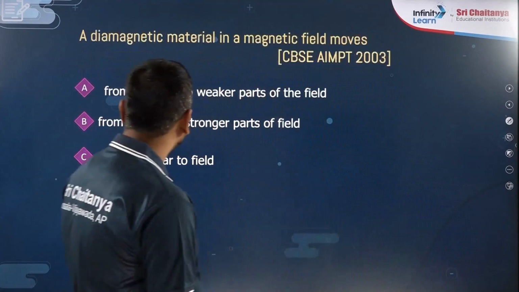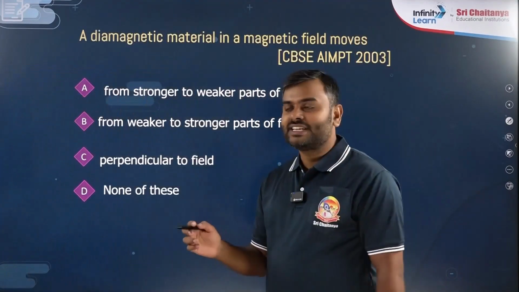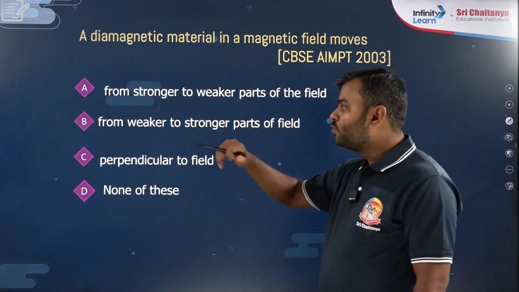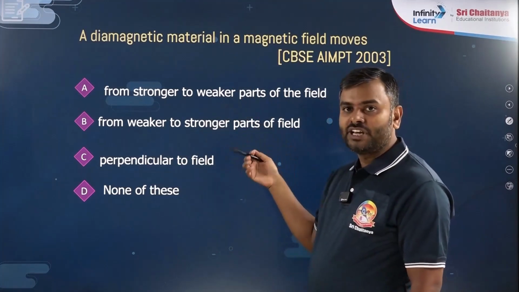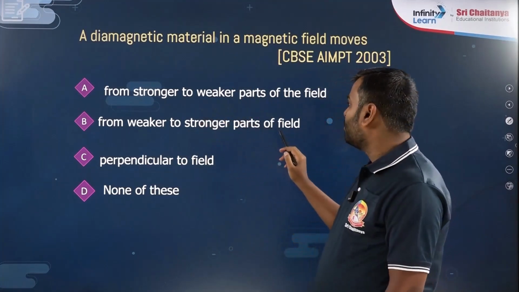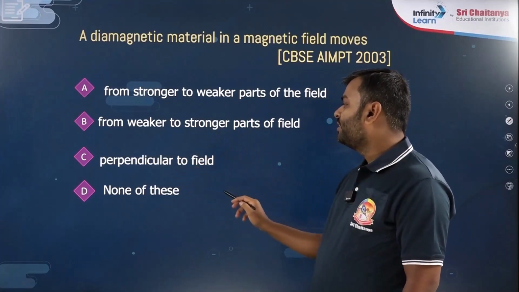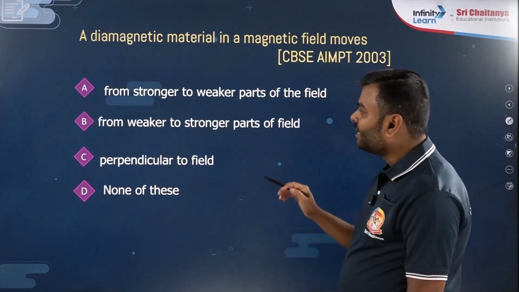Okay. So next question we have is, a diamagnetic material in a magnetic field moves. So they are saying that we have a diamagnetic material, we are keeping it inside a magnetic field. So in which direction will its movement be? They have given these options: from stronger to weaker part of the field, from weaker to stronger part of the field, perpendicular to the field, none of these. So the correct option we have is what?